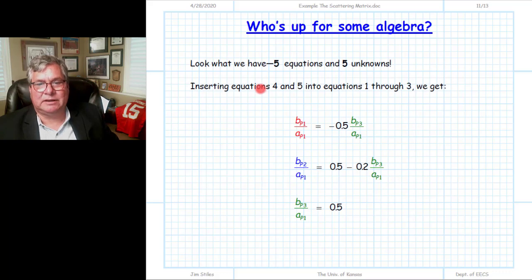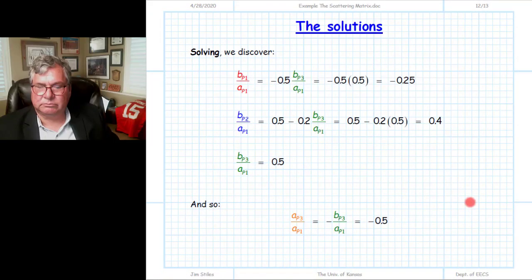So, for example, we insert equations 4 and 5, the last 2 device equations, into equations 1 through 3, the scattering parameter equations. We get this result, and notice we have now 3 equations and 3 unknowns when we do that. And so with a little bit of algebraic elbow grease, again, we don't need to resort to calculators or computers there. That would make me grumpy. We can go through and find then these 3 ratios, minus 0.25, 0.4, and 0.5.